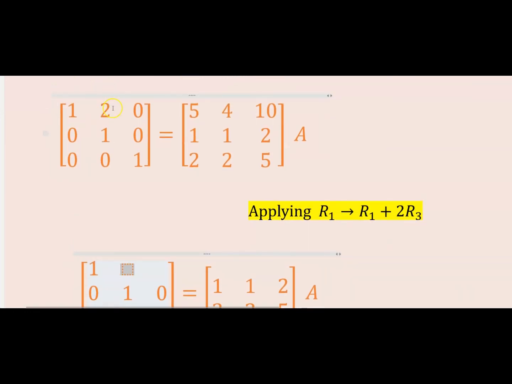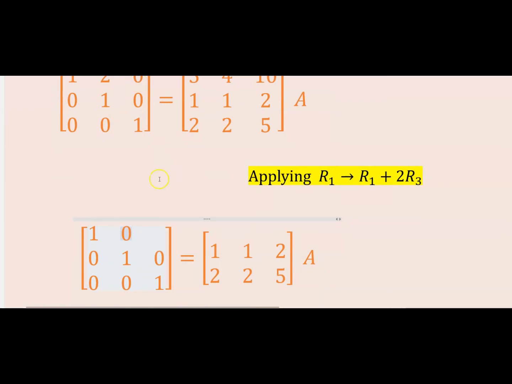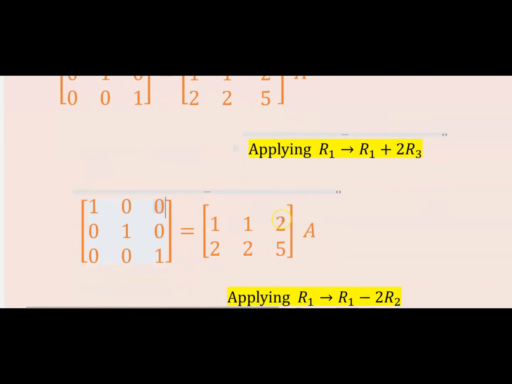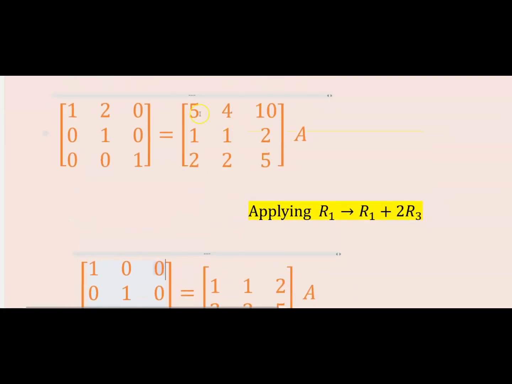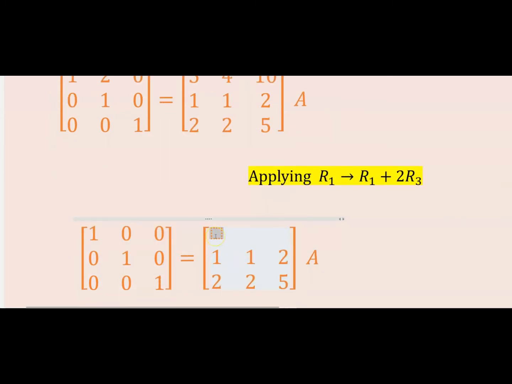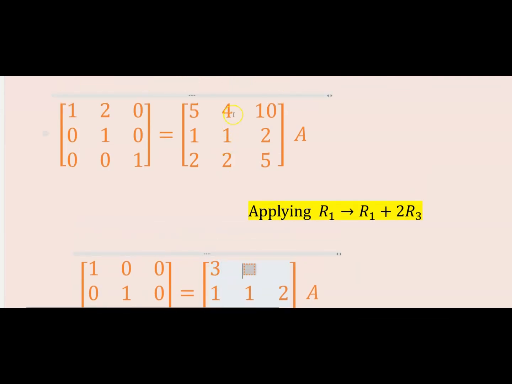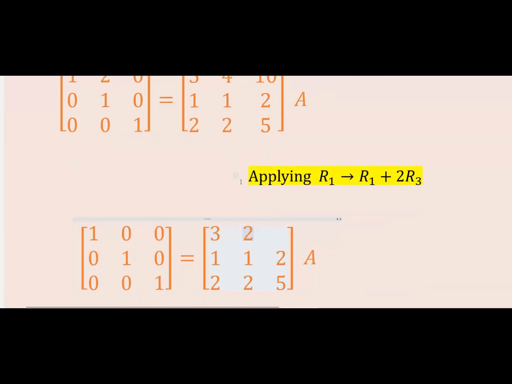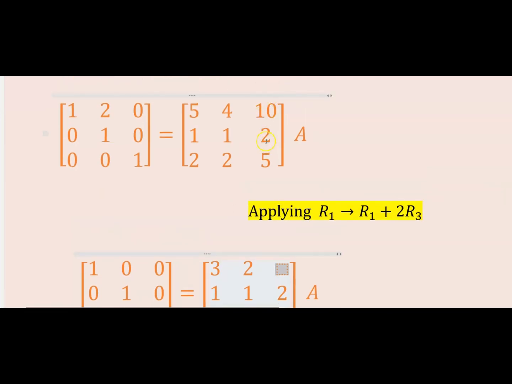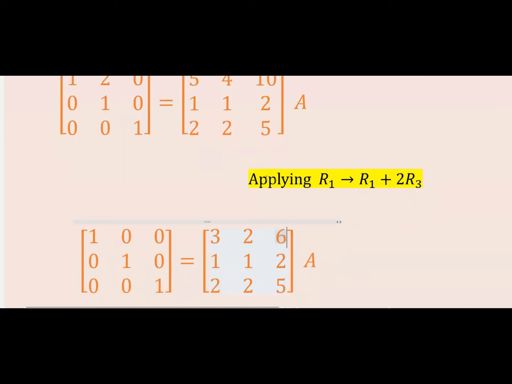Now 2 minus 2, that will be 0. And 0 minus 0, that is 0. Similarly in this matrix, the operation is R1 minus 2R2. 5 minus 2, that is 3. Now 4 minus 2, that is 2. And after that 10 minus 2 into 2, that is 10 minus 4, that is 6.